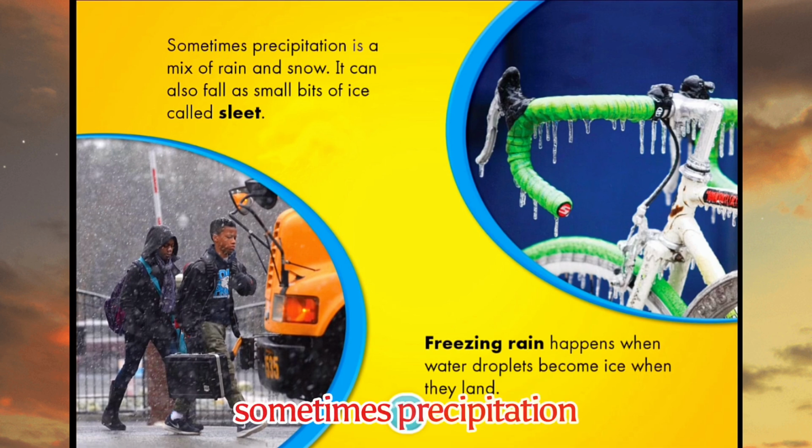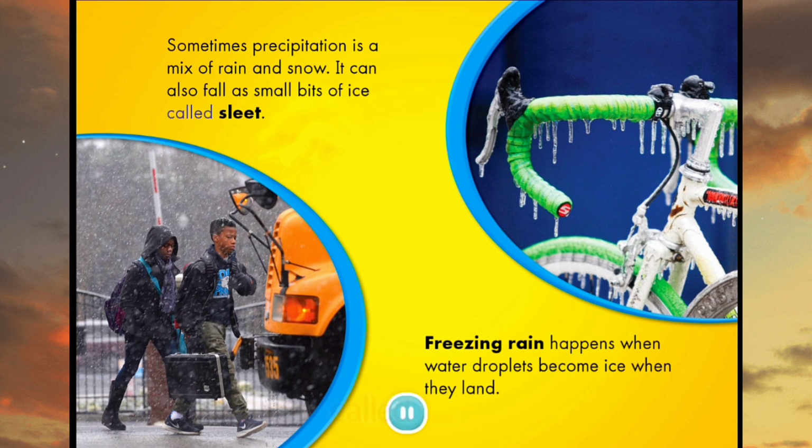Sometimes precipitation is a mix of rain and snow. It can also fall as small bits of ice called sleet. Freezing rain happens when water droplets become ice when they land.